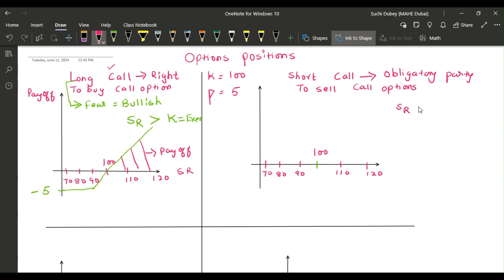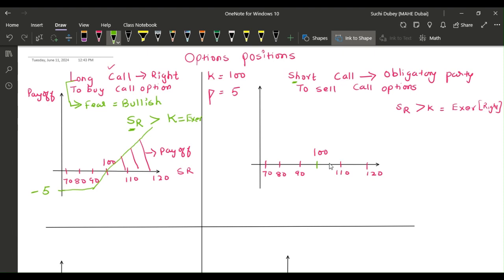So whenever SR is greater than K, the right holder will exercise. Who will exercise? The person who holds the right. Now ask a question: does the short call position holder hold the right? No, he does not hold the right. So if the long call is going to exercise, that's where his loss will come. The long call will exercise when the spot rate is higher, when it is 110 or 120. The moment the long call exercises, it is a loss for the short call, because the short call does not have any right. Whatever position the long call takes, the short call has to completely obey.